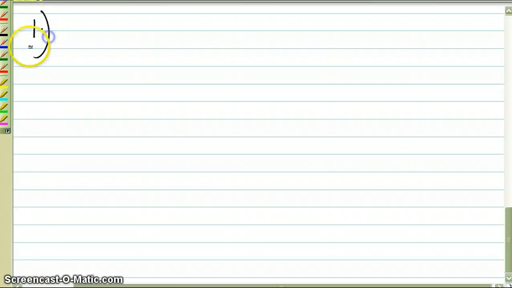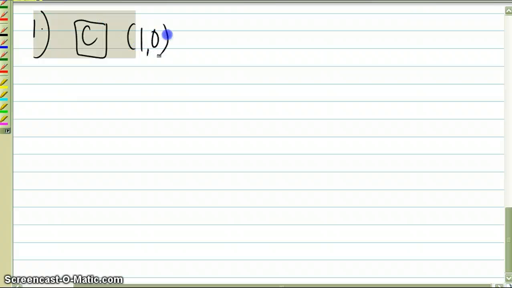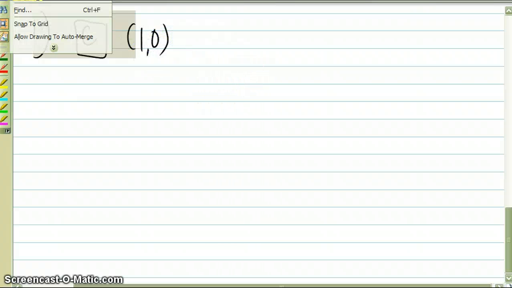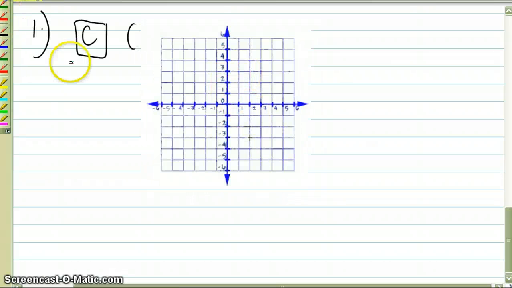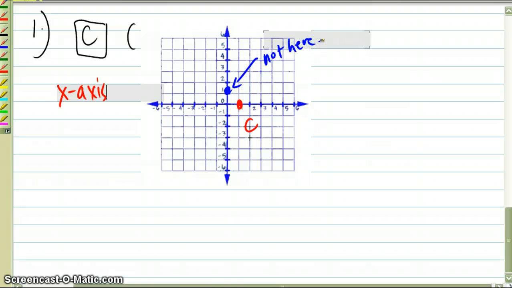But for number 1 on the back, we've got letter C, which is at (1, 0). When I go to graph that (1, 0), that's actually going to be on the x-axis right here. Okay, that's letter C, and not here. Not here. That's just a common mistake.